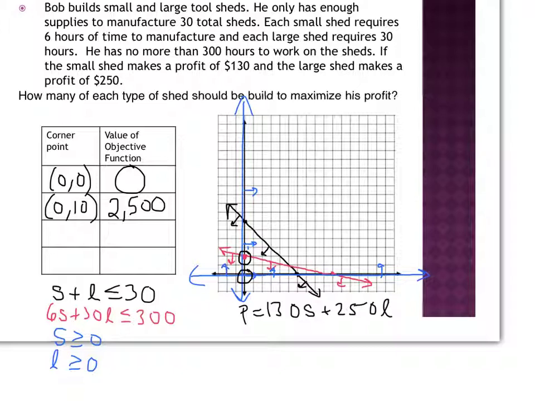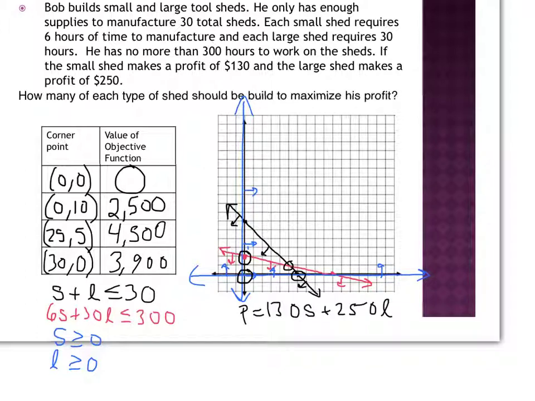Next one we have is over 5 and up 1, so 5 times 5 is 25, and up 1 would be 5, so it's 25 small sheds and 5 large sheds. So I have 130 times 25 plus 250 times 5, which is going to give me 4,500. And lastly, we have over 6 and up 0, so that's 6 times 5, which is 30 for my x, and 0 for my y, so 30 small sheds and 0 large sheds is going to give them 3,900.